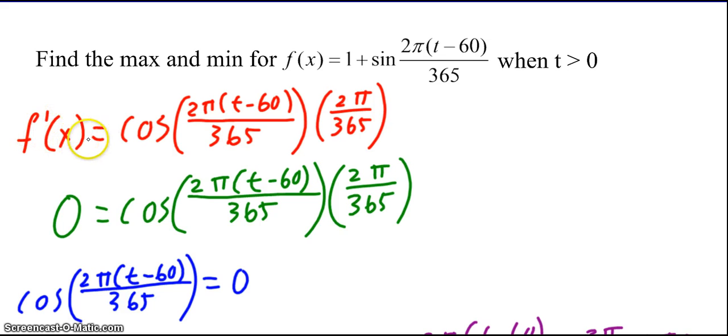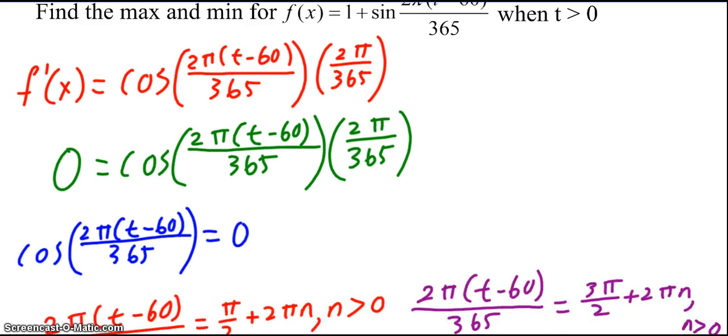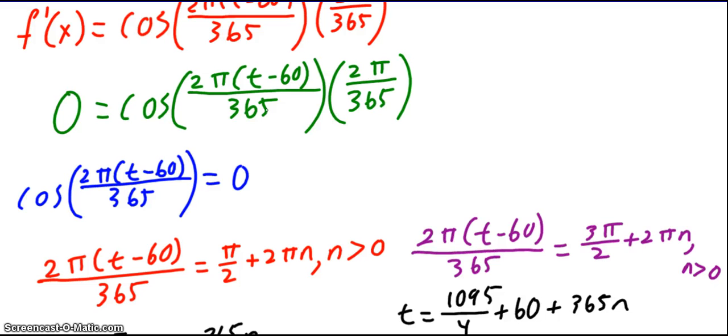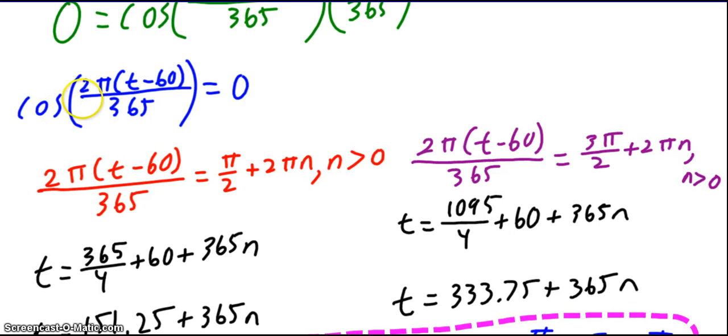So find the derivative. F prime of x is the cosine of 2 pi times t minus 60 over 365 times the derivative of the inside, which is just 2 pi over 365. Set the derivative equal to 0 to find maximums and minimums. First, I can just divide everything by 2 pi over 365 to get rid of that. So now, essentially what I'm doing is I'm asking myself, where does cosine of 2 pi times t minus 60 over 365 equal 0? A simpler way to say that is, where does cosine equal 0? First, I'm just going to find the values between 0 and 2 pi. So cosine equals 0 at pi halves and at 3 pi halves.